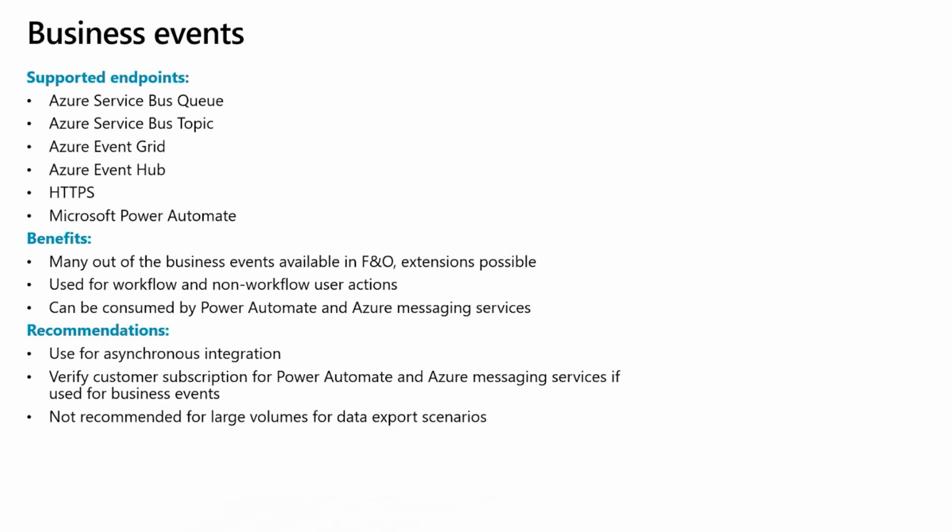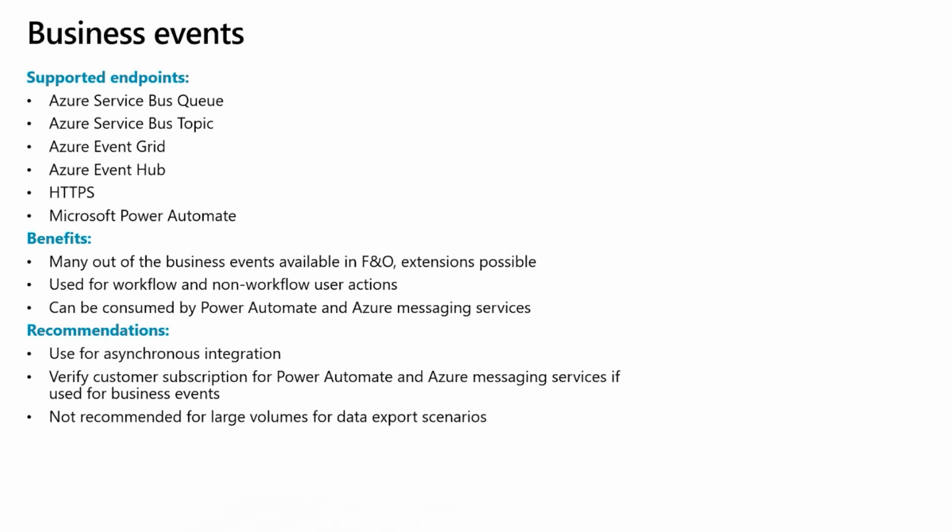There are a few prerequisites, like business events can be consumed using Microsoft Power Automate and Azure messaging services. Therefore, customers should bring their subscriptions, their Power Automate subscription, as well as Azure messaging services subscriptions to use with business events. So there are various endpoints that are supported, like Azure Service Bus Queue, Azure Service Bus Topic, Event Grid, Event Hub, HTTPS, Power Automate.